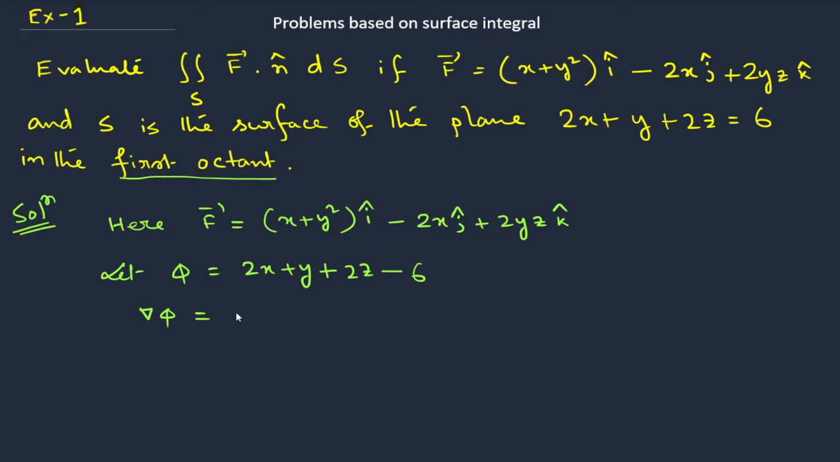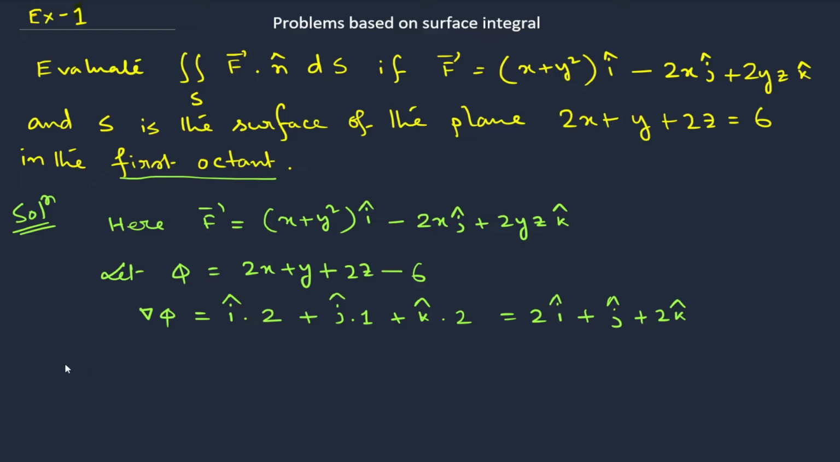So gradient phi means i cap del phi by del x. If we differentiate this with respect to x, we get 2, right? Then plus j cap del phi by del y, so we get only 1, and then k cap del phi by del z. Differentiating with respect to z, again we get 2. So we have 2 i cap plus j cap plus 2 k cap, right?